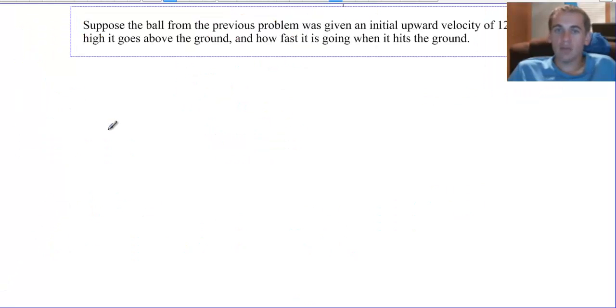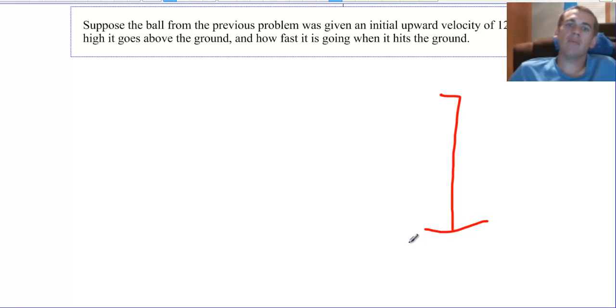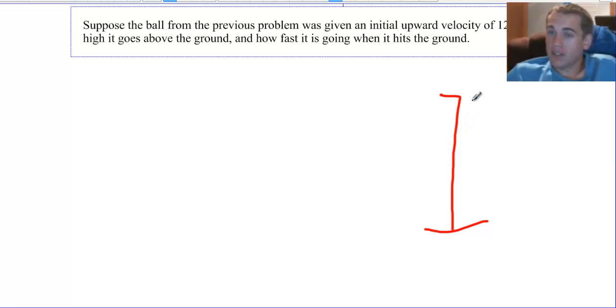Okay. So this one says, all right, similar problem. Suppose the balloon from the previous problem was given an initial upward velocity of 12 meters per second. Find how high it goes above the ground and how fast it was going when it hits the ground. Okay, this is a little bit of a different problem because it has an initial upward velocity. It's still in free fall because the only thing that's going to pull it back down is gravity, but we have to pay attention to what's going on.